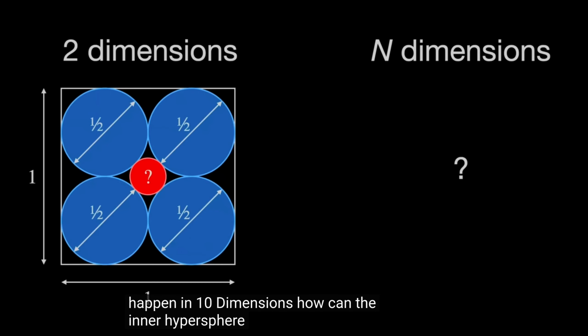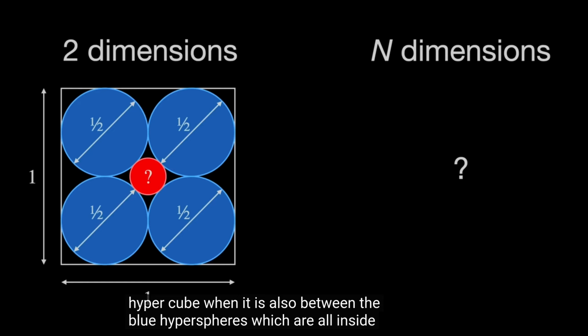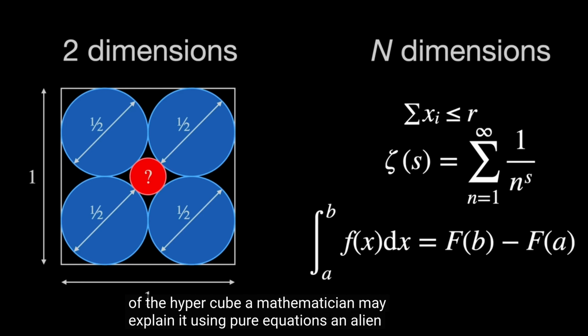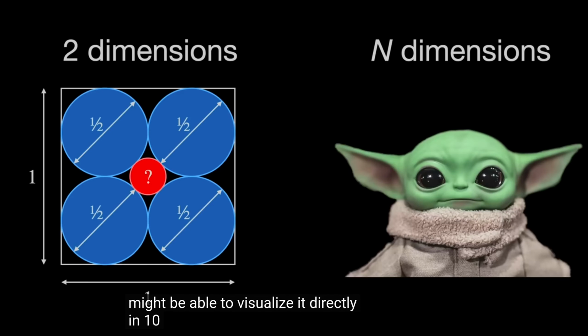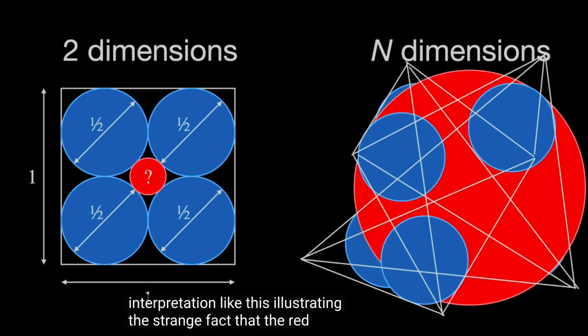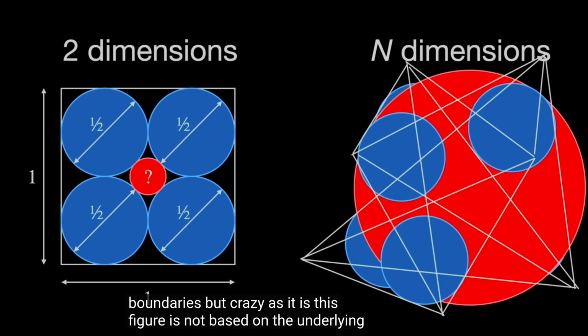How can the inner hyposphere extend outside the hypercube when it is also between the blue hypospheres, which are all inside of the hypercube? A mathematician may explain it using pure equations. An alien might be able to visualize it directly in 10 dimensions. An artist may draw a crazy interpretation like this, illustrating the strange fact that the red hyposphere extends outside the boundaries. But crazy as it is, this figure is not based on the underlying math, and it doesn't explain anything.